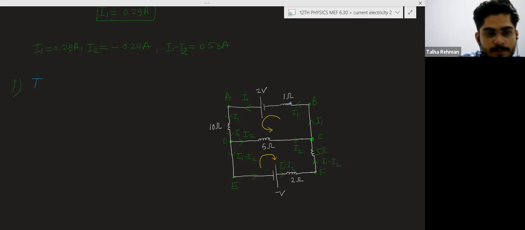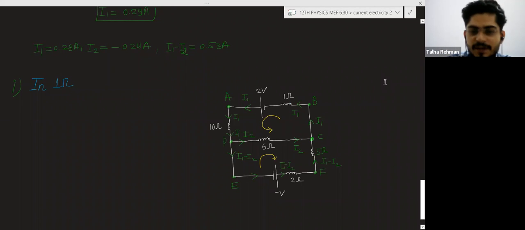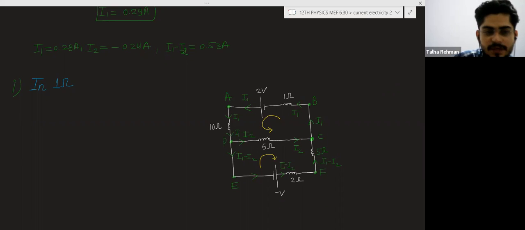So I am taking the current in 1 ohm. What is the current in 1 ohm resistance? It is I1. Simply, you can write the value of I1. I1 is equal to 0.29 ampere. This is the first answer.